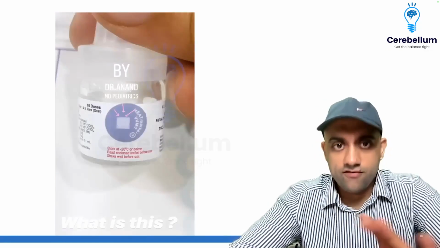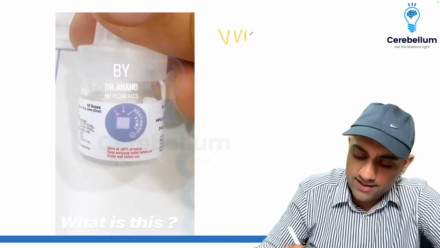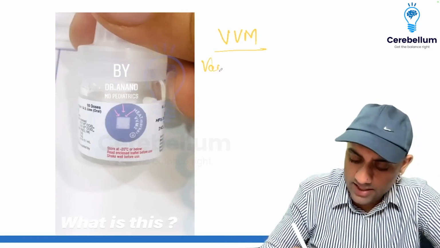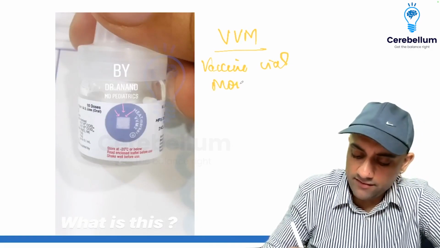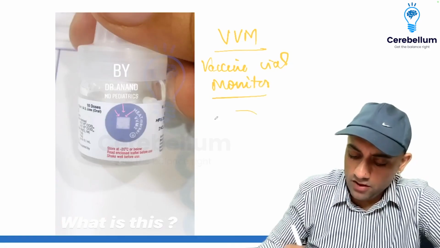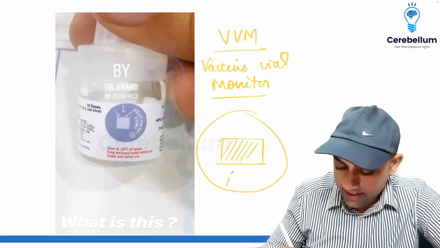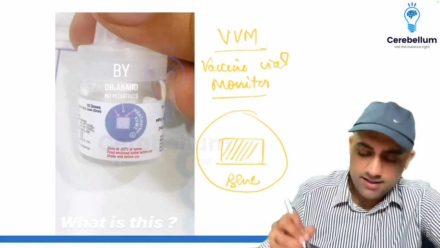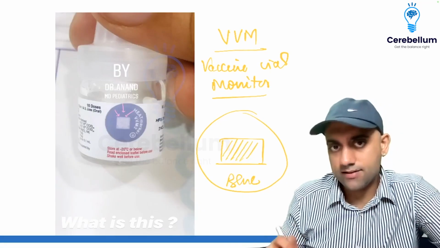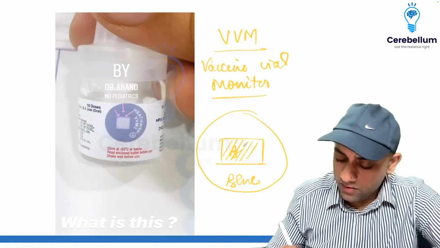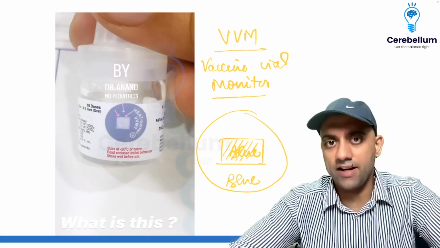Just want to show you, very nice picture. What is this arrow? So this arrow is a vaccine vial monitor. Have you heard this name? You might have heard this name. This is a vaccine vial monitor, where you have this outer circle and inner square. If inner is white and outer is blue, this vaccine is good to use. But if outside is blue and inner is also blue, this vaccine is not good to use. So this is known as vaccine vial monitor.